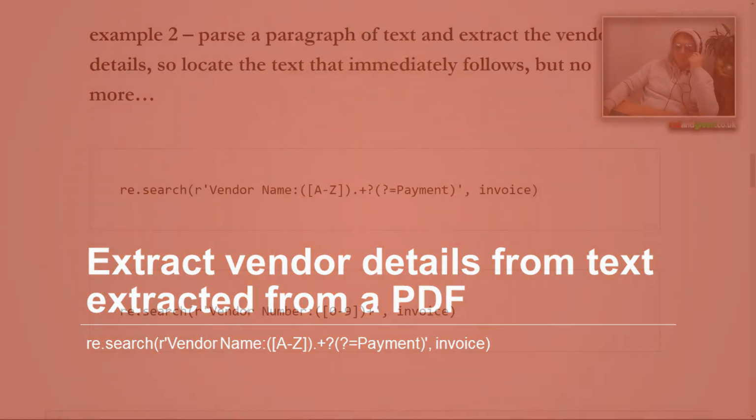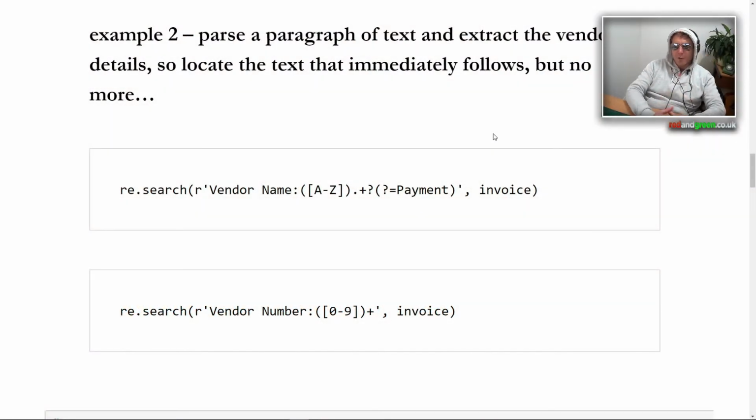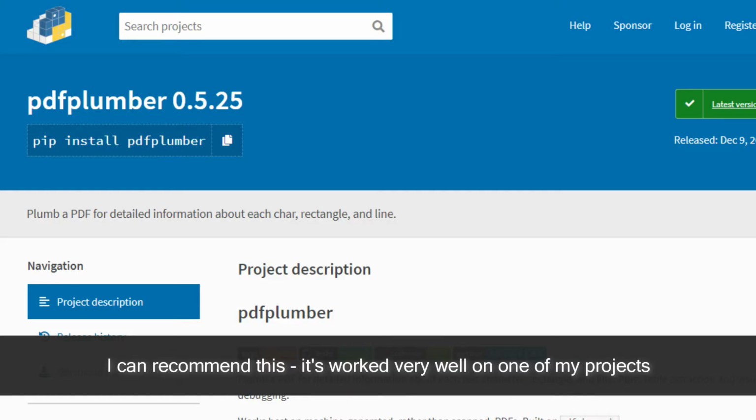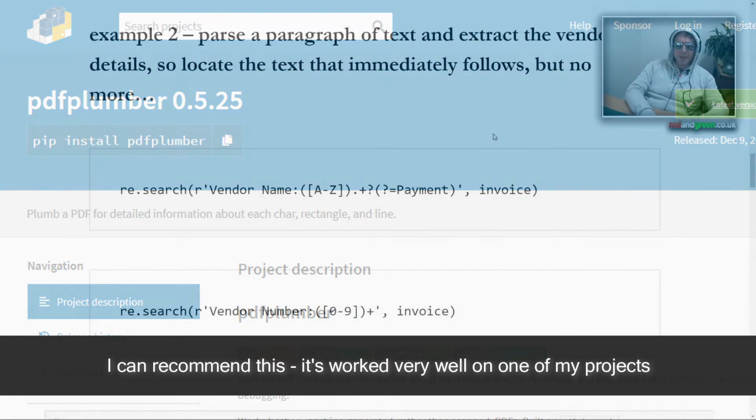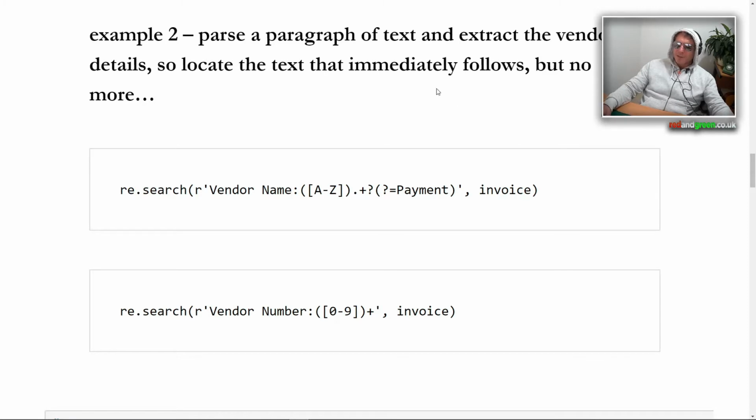Okay, so part two. I had some work where I was needing to parse text which I'd extracted from a PDF. And if you saw an earlier video, I was using PDF to text, which I've subsequently found what I think is a better equivalent, which is called PDF plumber. And that extracts all of the text from a PDF. So I've got a paragraph of text and I want to extract the vendor details. And I want to extract or locate the text that immediately follows, but no more.